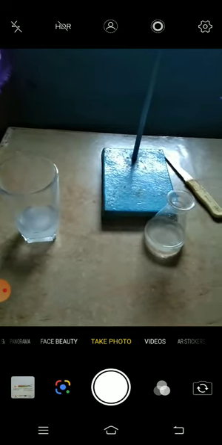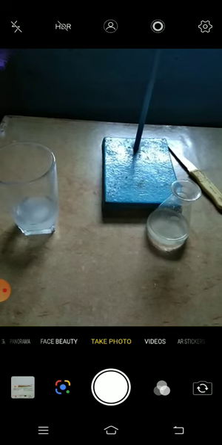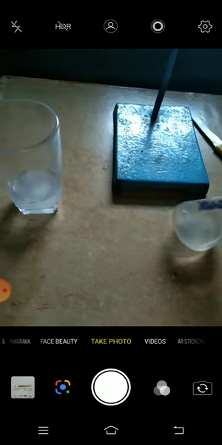Either red or blue, an acid will always change the litmus paper into red. This is blue litmus paper. When I put this litmus paper into this solution, it will turn red.